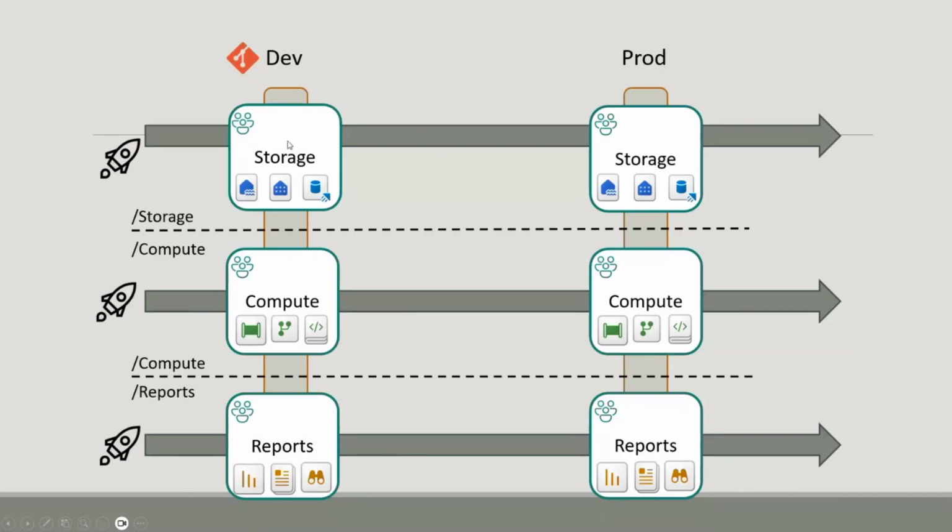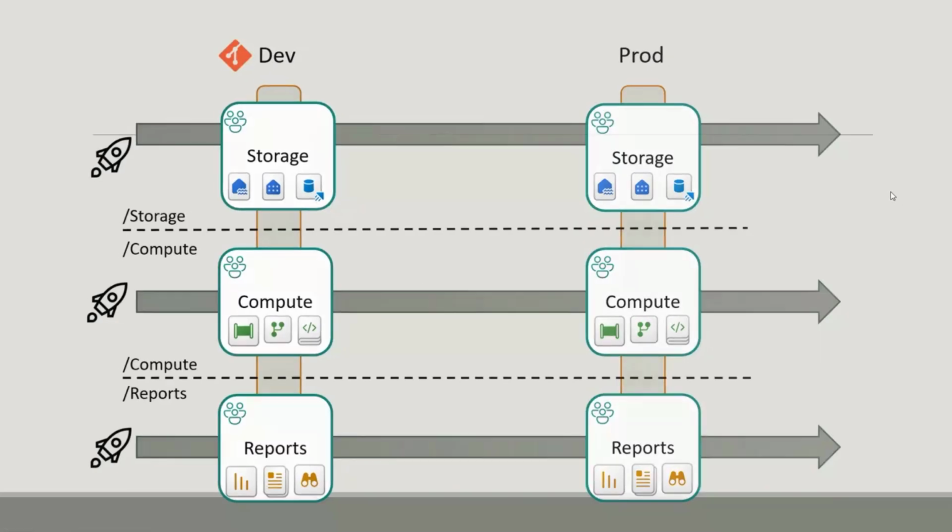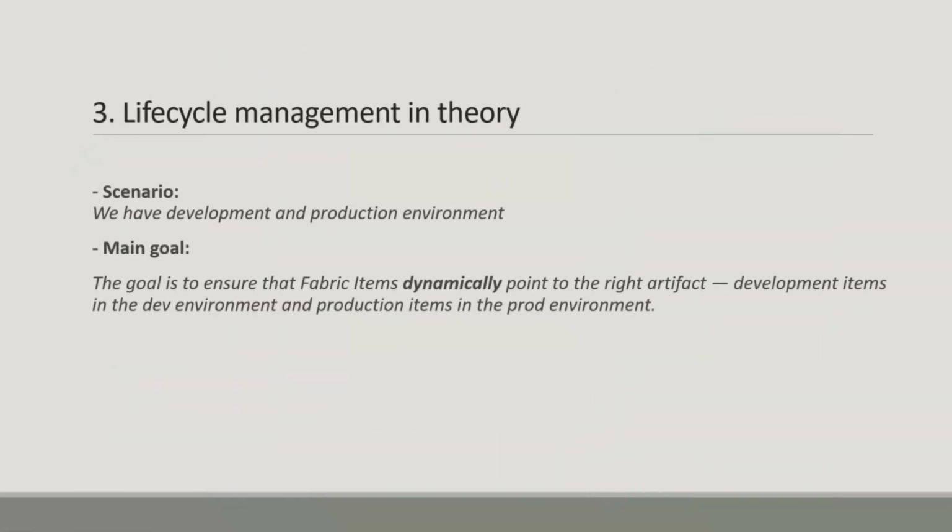So the process of bringing the development Fabric items into production in the first two cases, so with the Power BI deployment pipelines and with the use of the Fabric REST API, is taken care of by the deployment pipelines at the end. And you will see how this works shortly. So, as said, to clearly identify and manage these workspaces, the naming convention needs to be in place. Let's move forward. So now we will go through the lifecycle management in theory.